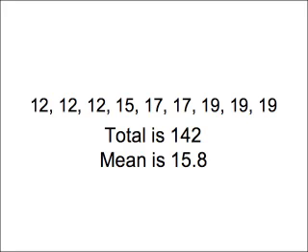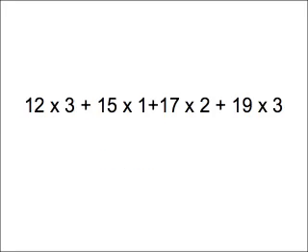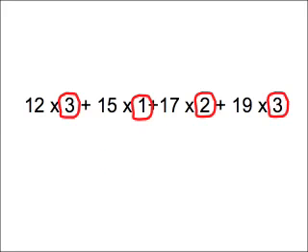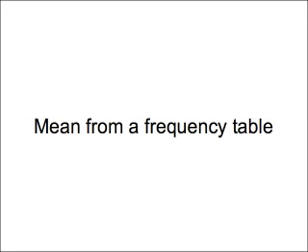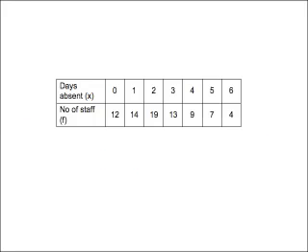There's another way of finding that total. You could write 12 times 3, plus 15 times 1, plus 17 times 2, plus 19 times 3. Those numbers, the 3, the 1, the 2 and the 3, are effectively like frequencies. There were 3 12-year-olds in the group. That leads us quite nicely into the idea of using a frequency table to find the mean.